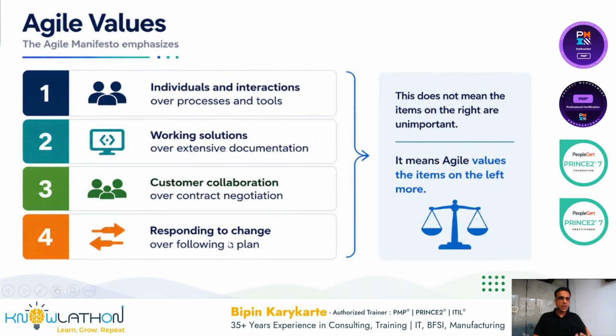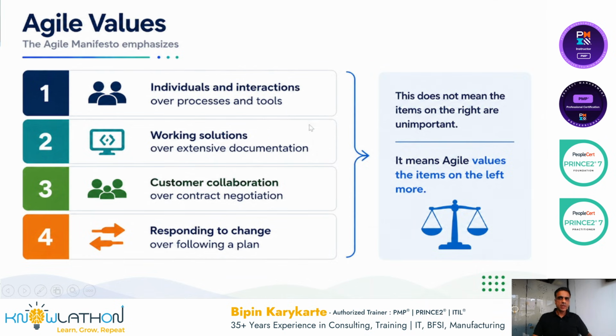There are two fundamental things about Agile. Agile is actually defined by two things. One is the Agile values, and the other are Agile principles. There are four Agile values. These values are individuals and interactions over processes and tools.